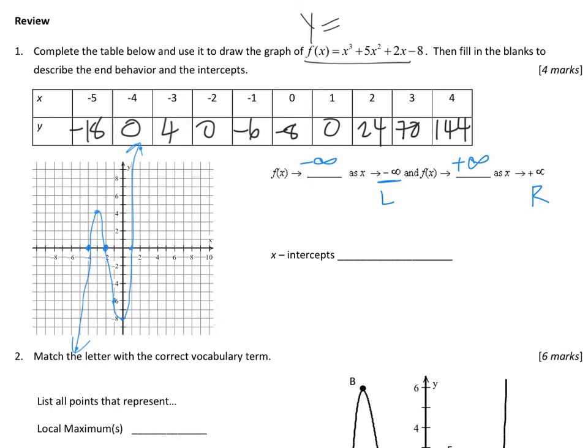There we go. The x-intercepts are any of the points that are on the x-axis, and they have 0 as their y value. So we've got -4, 0, -2, 0, and 1, 0. So there is the first question.